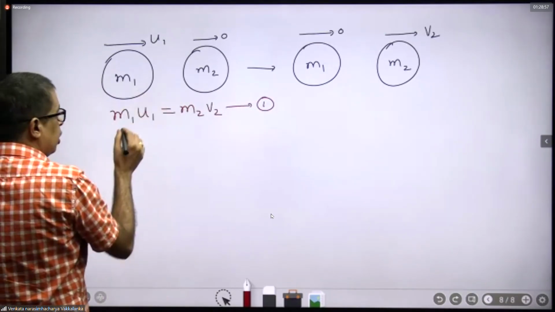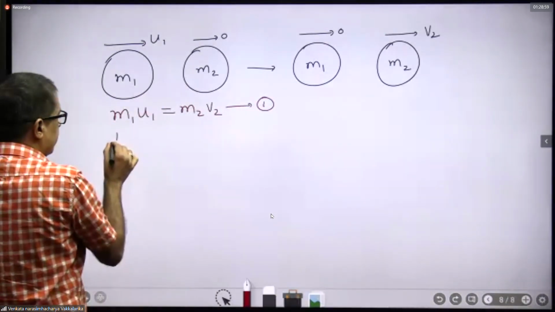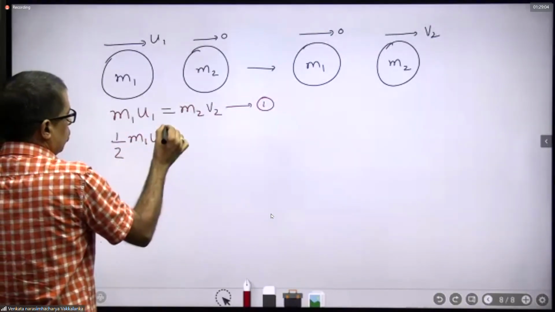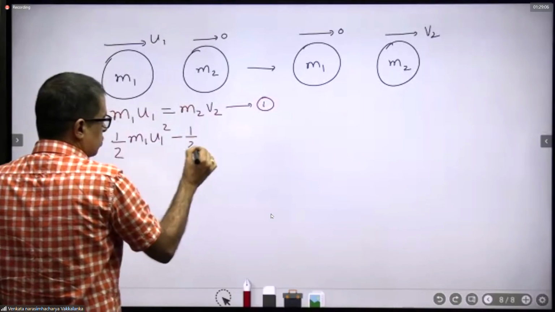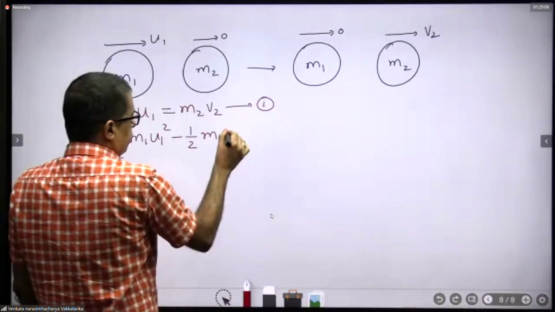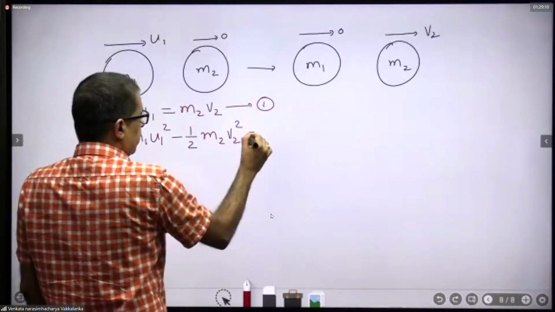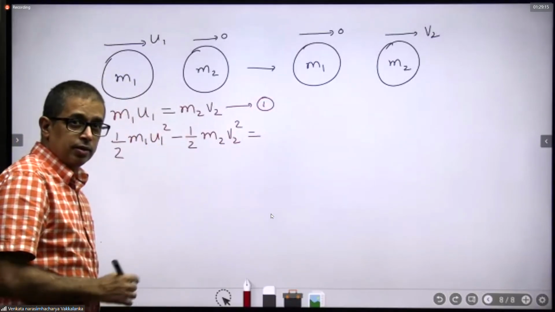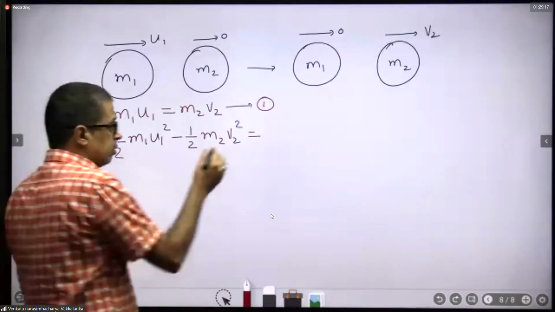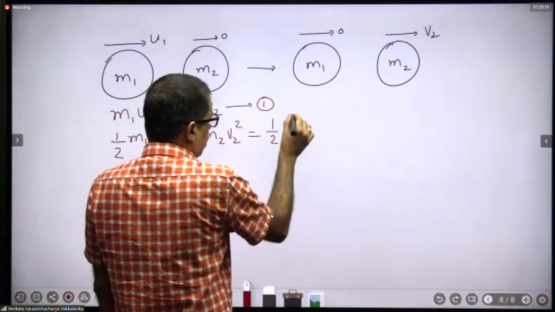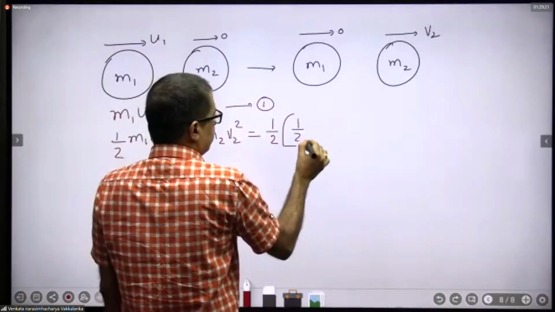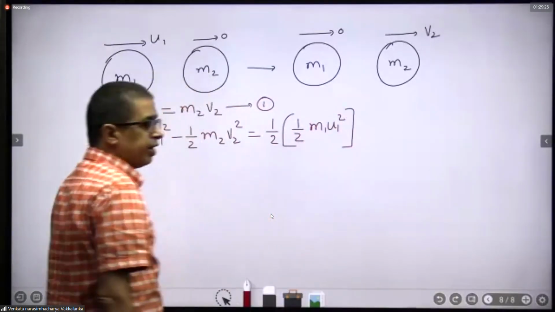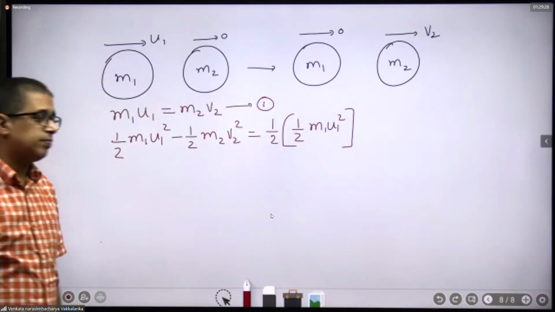First equation is M1 U1 is equal to M2 V2. First equation, is everybody okay with this? Yes, sir. Second equation, loss in kinetic energy: half M1 U1 square minus half M2 V2 square is the loss, initial minus final, right? Is half of half M1 U1 square. Do you agree with that? Yes, sir.